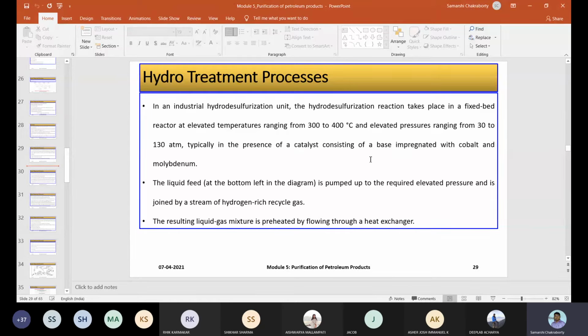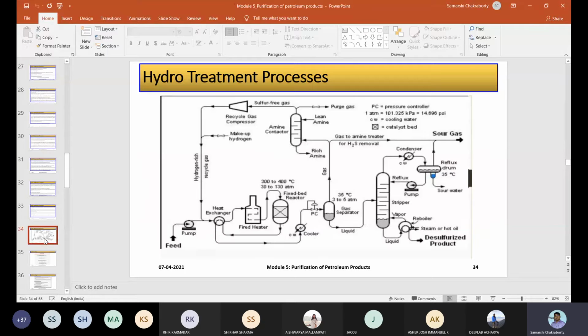The liquid feed is pumped up to the required elevated temperature and is joined by a stream that is rich in hydrogen, which we talked about when discussing the hydrotreating process. So the liquid feed is mixed with this elevated pressure, hydrogen rich recycled gas. The resulting liquid gas mixture is preheated through a heat exchanger. This process I'm going to talk about here.